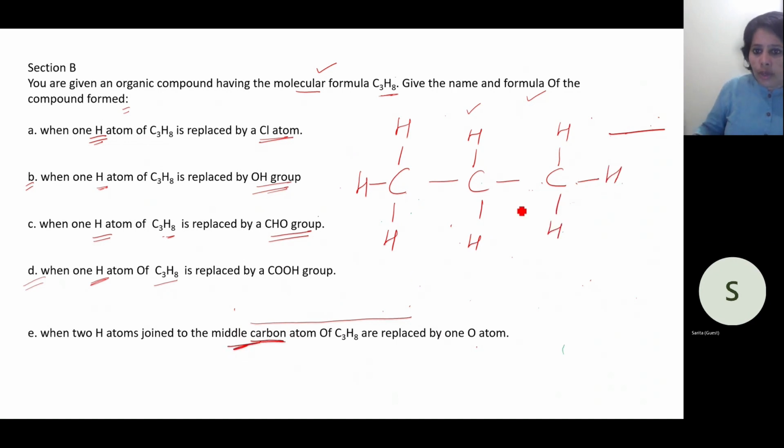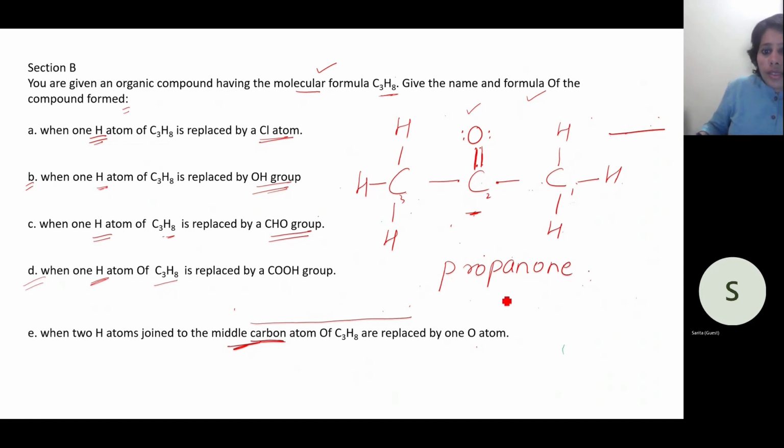Here, middle carbon means you have to select this carbon. So two hydrogens, this hydrogen and this hydrogen, should be replaced by oxygen. Carbon is tetravalent, 1, 2, 3, 4. Oxygen has 6 valence electrons, so these will be shared. So hence, what is this? This is propanone. This is a ketone. 1, 2, 3. This is the name, propanone.